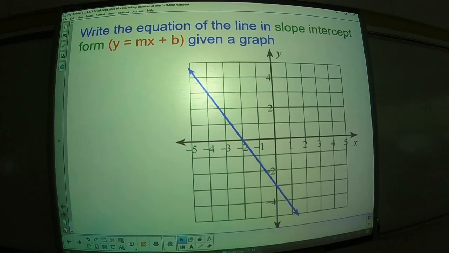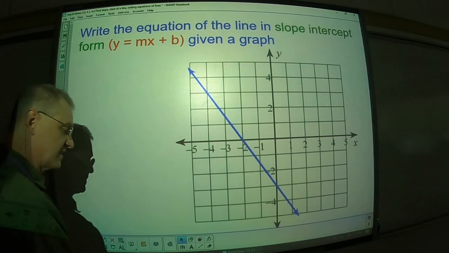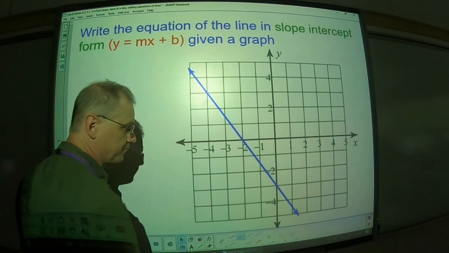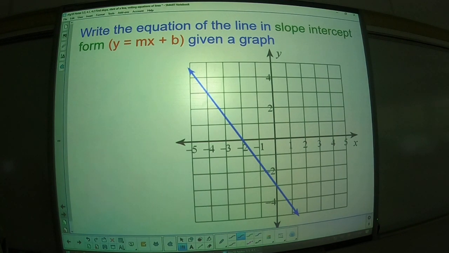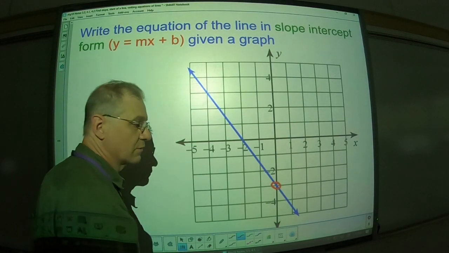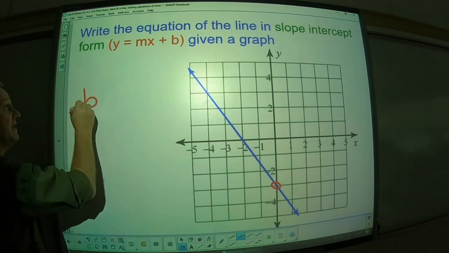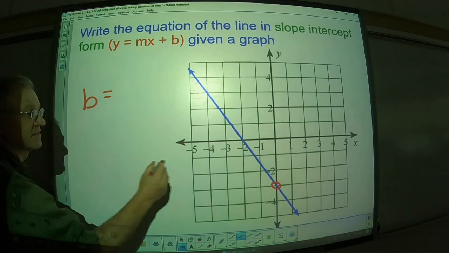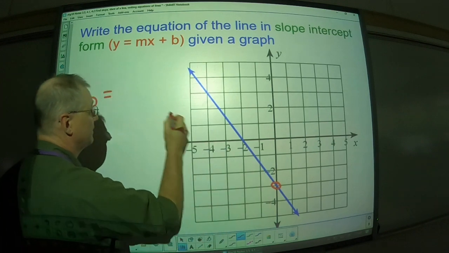Write the equation of a line in slope-intercept form given a graph. Well, the first thing that I'm going to do is find where this line crosses the y-axis. Here's my y-axis. Right there is where it crosses. So my b value, in this case, is -1, 2, 3.